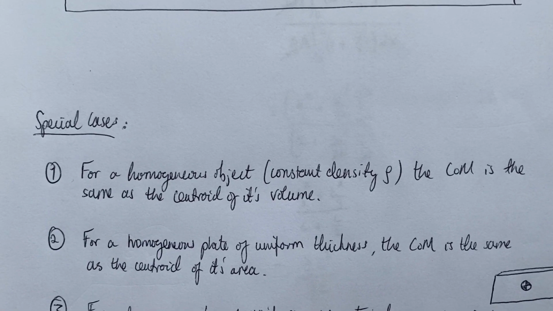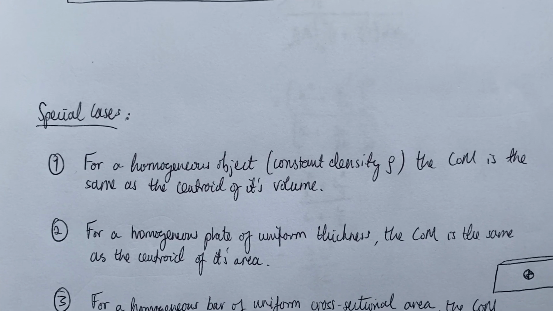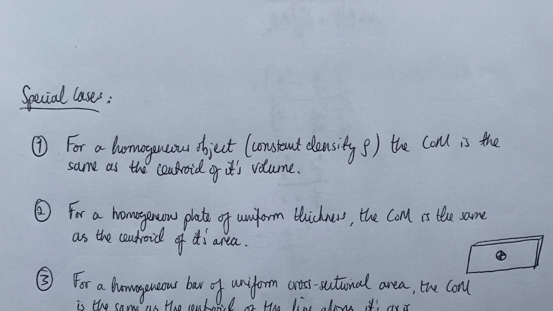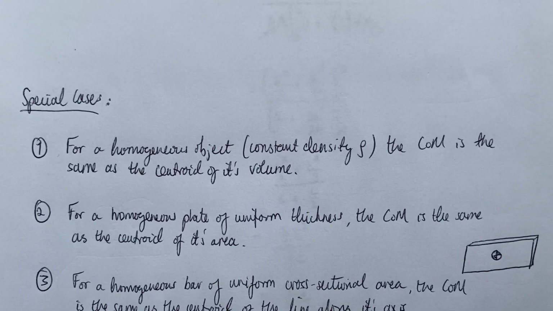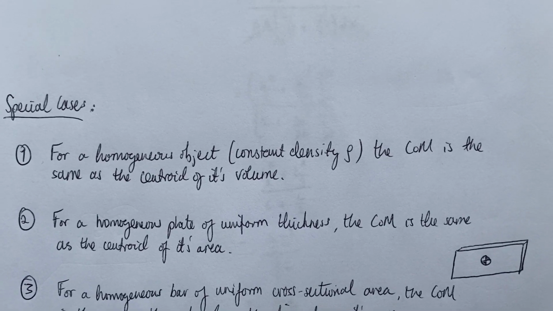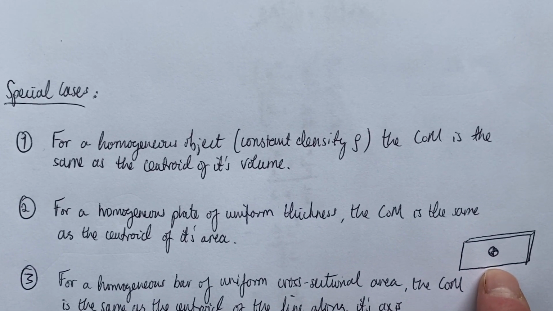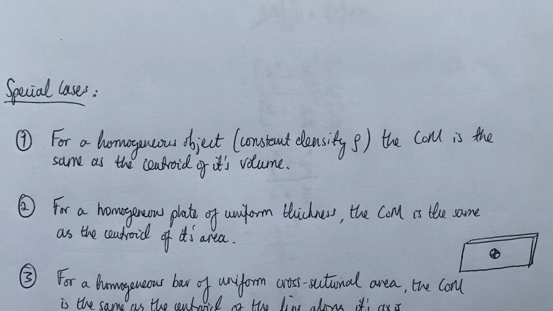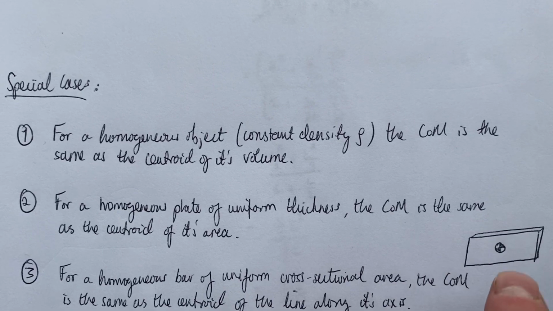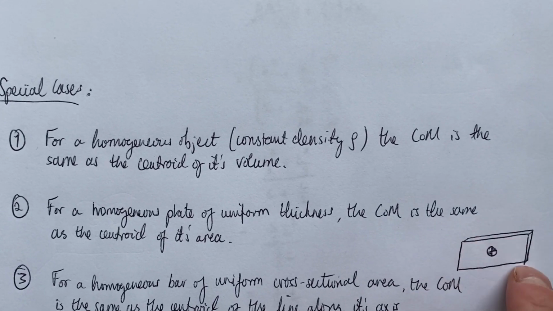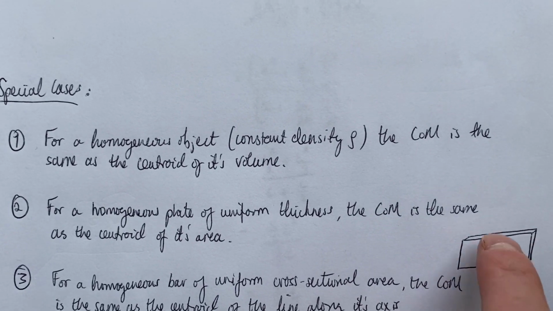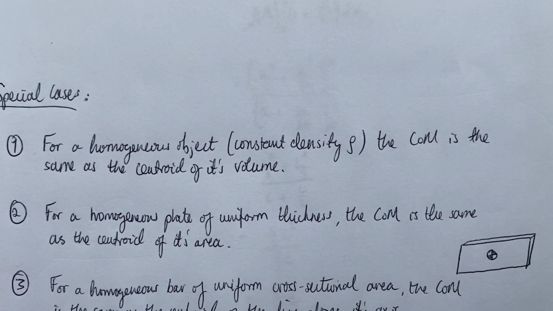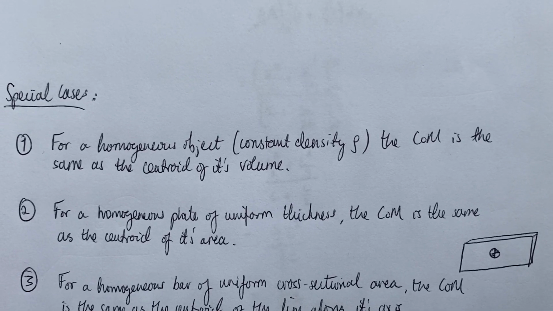The second special case is that if we have a plate of uniform thickness, like this poor sketch over here, then the center of mass is the same as the centroid of the area, because the material's homogeneous and the thickness is constant, so we can just find the centroid of this area of the front face here. That should be fairly intuitive to you as well.